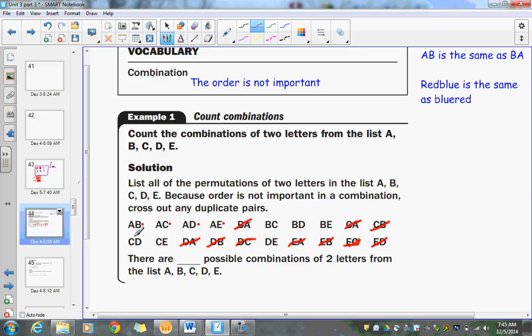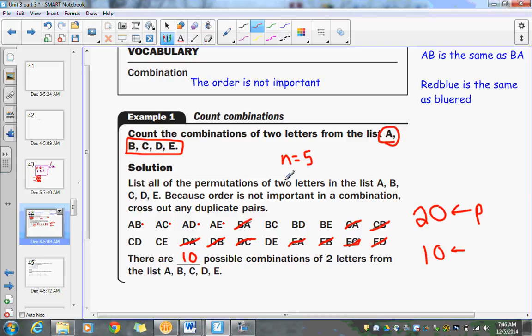Okay, so using this as an example here, we have 10 possible combinations. We had 20 permutations when the order was important, but when the order is not important, it reduces down to 10. Now, if you notice, once again, you have these letters A, B, C, D, and E. You had a total of 5, so using that same permutation theme, N is going to equal 5.